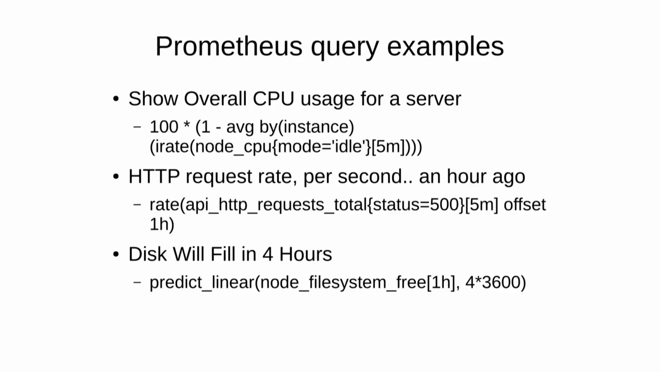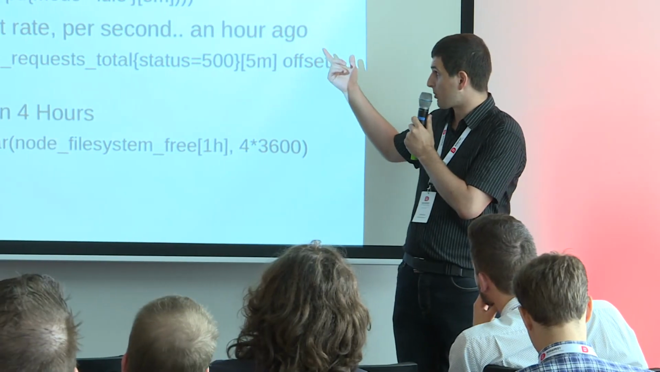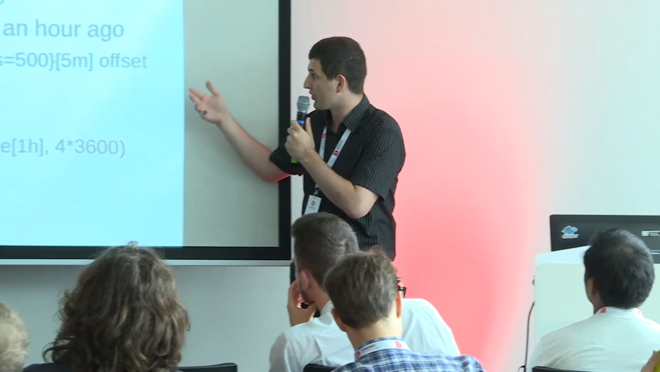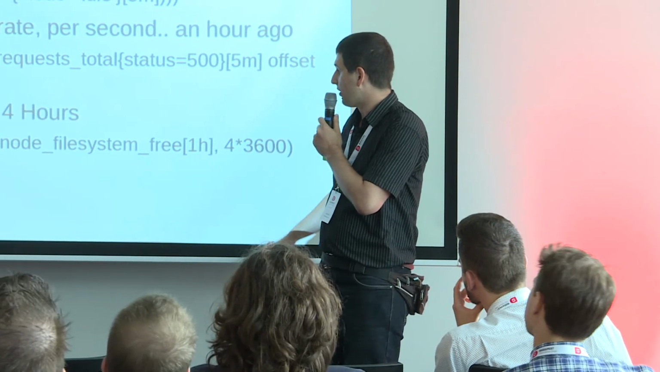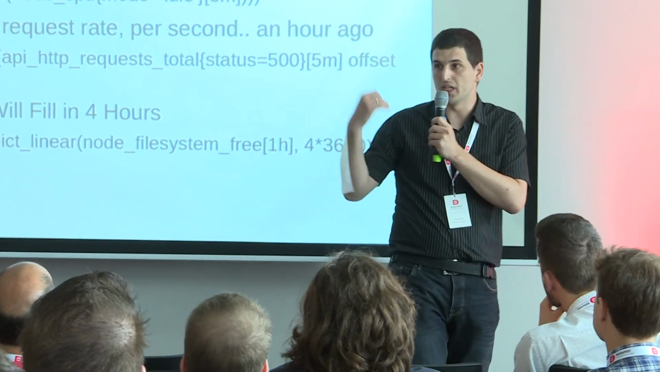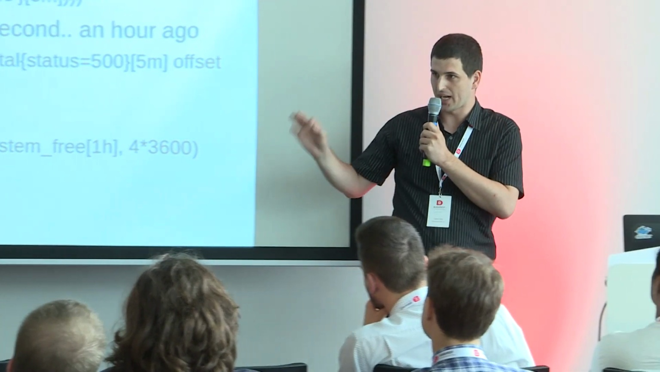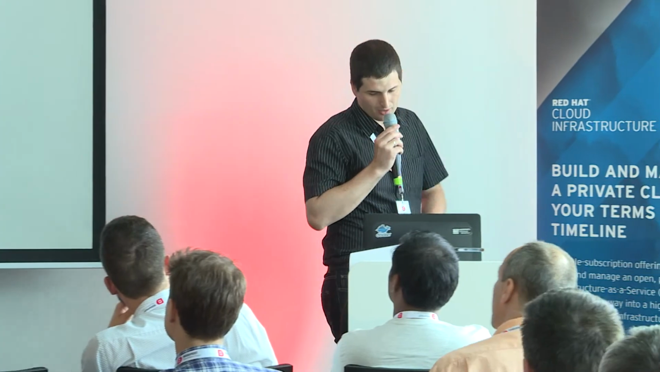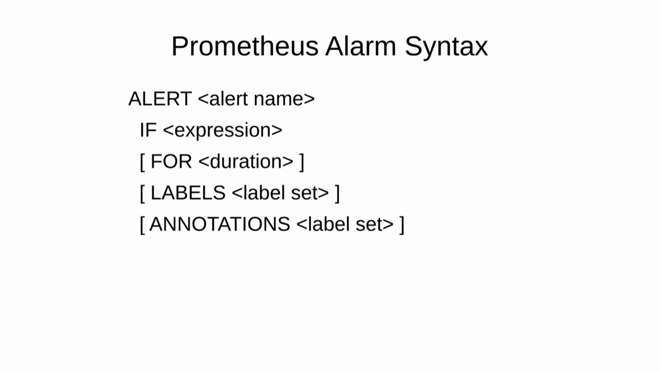Some Prometheus query examples. It will make more sense when you see the actual metrics. You will see a bunch of metrics provided by those exporters, and you can use these metrics to calculate information like CPU usage, or you can also predict that maybe the disk will fill in 4 hours. It is really well documented. Prometheus is one of those rare open source projects which is really well documented, so please check it out later. This is the alarm syntax. I think it will be easier if I actually show it in the demo.